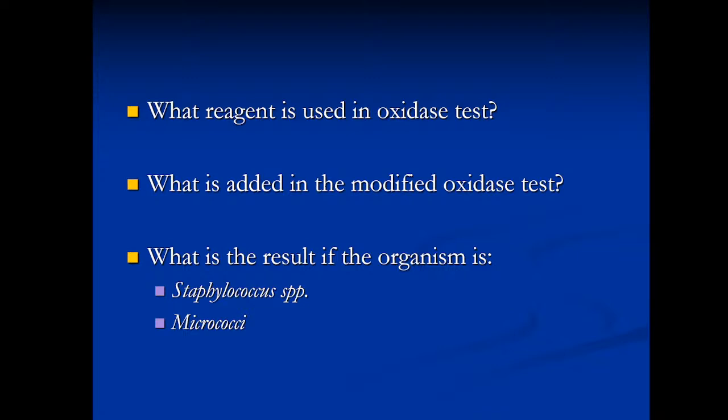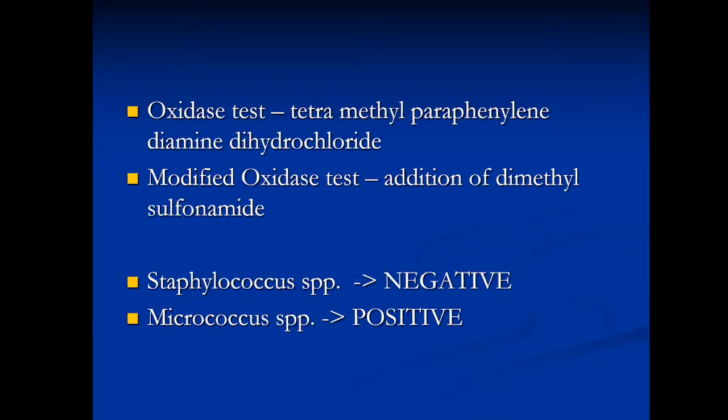And what are the results for the following organisms? Because Staphylococcus is a facultative anaerobe, it will have a negative test. Whilst on the other hand, Micrococcus is an aerobe and therefore it will produce a positive result. Similarly, when we go to the Pseudomonadaceae family, you will see these tests come up again. Okay, so please don't forget the chemical names for the following tests.